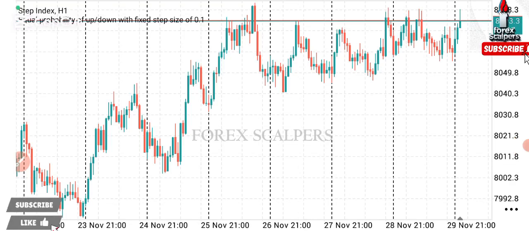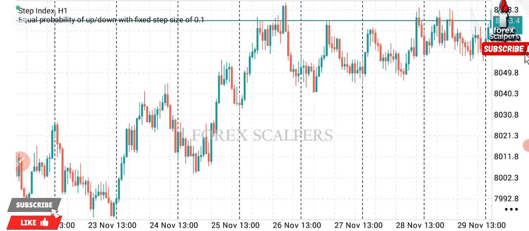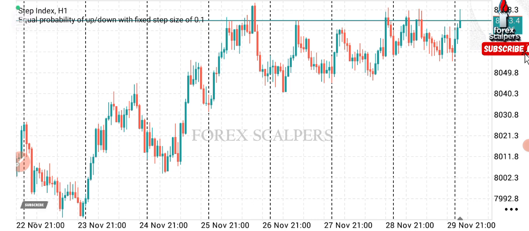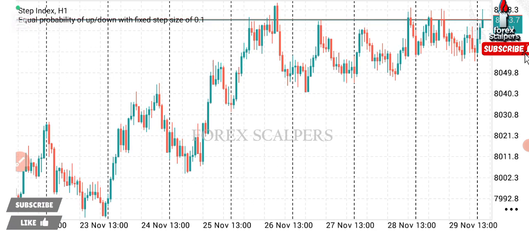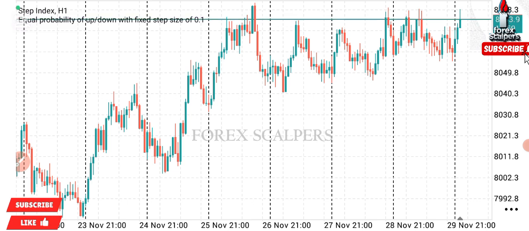In this video, I'll be sharing with you a simple price action trading strategy for trading Deriv Step Index. As you can see on my chart, this is Deriv Step Index. This asset is being offered by Deriv broker.